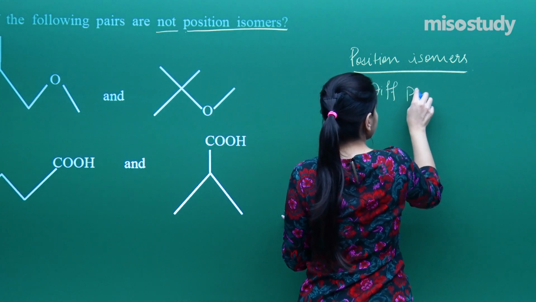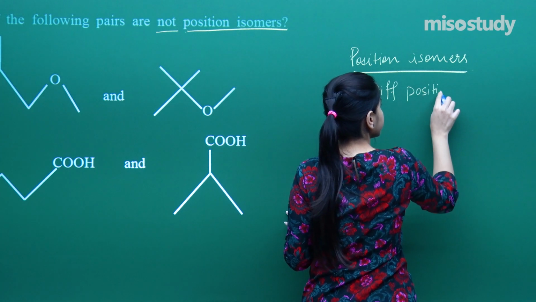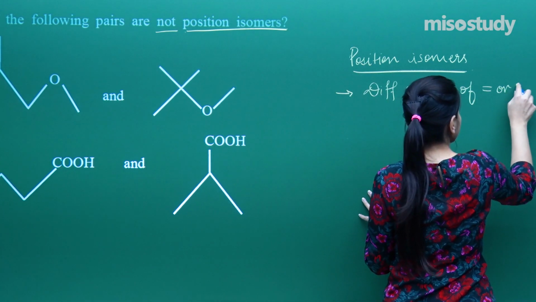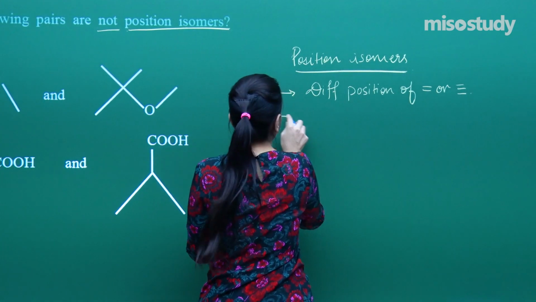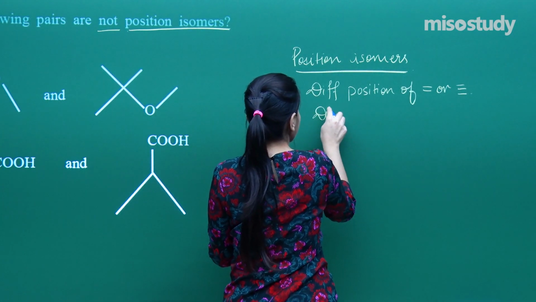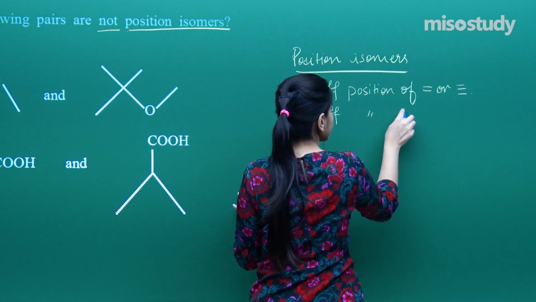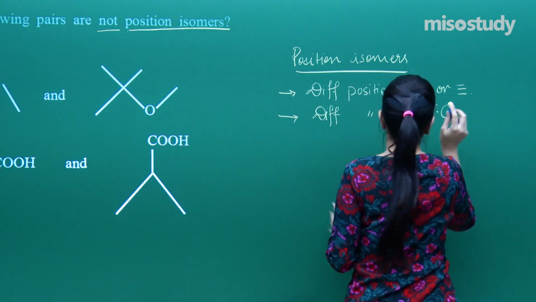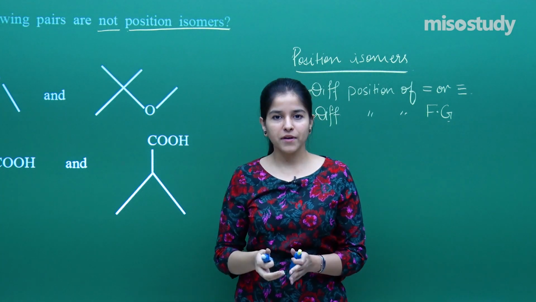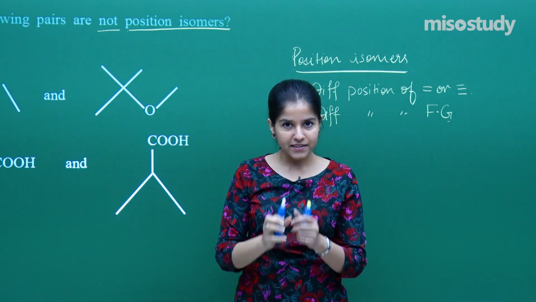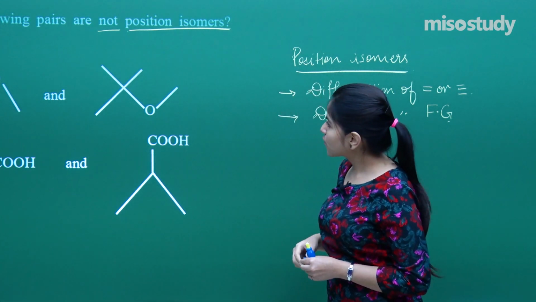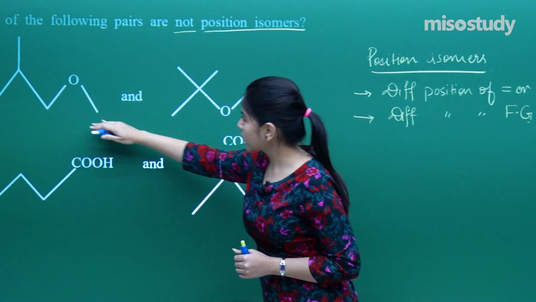So it is a different position of double or triple bonds, or again a different position of functional groups. But what remains the same is the same molecular formula. That is the only criterion for each and every isomerism. Let's now move on to the options. Option number 1, what do we have?